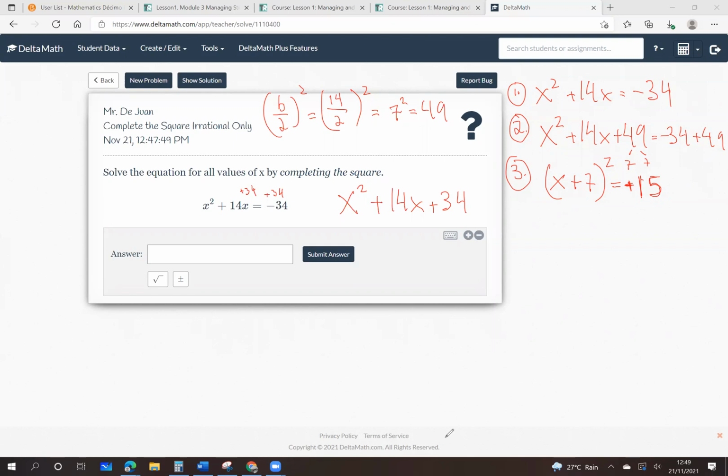So now we move on to step 4. Step 4 is taking the square root of both sides. Take the square root of both sides. What do we have when we do that? The square root and the square root. We say goodbye to the exponent, leaving us with x plus 7.